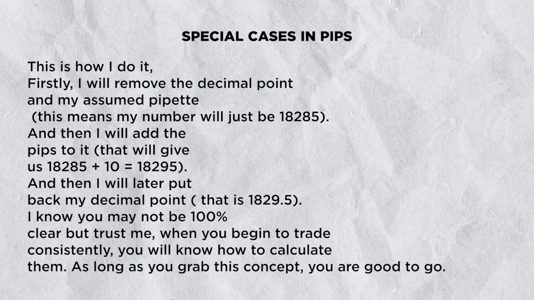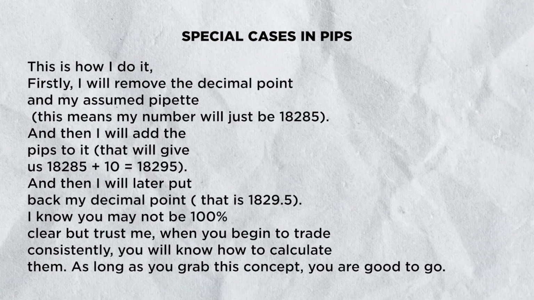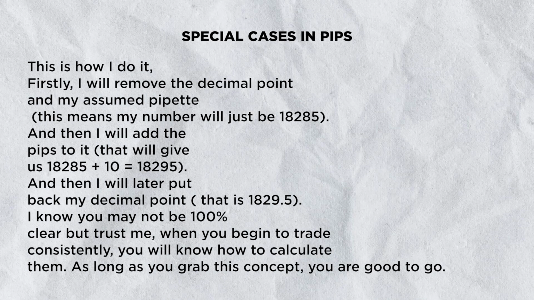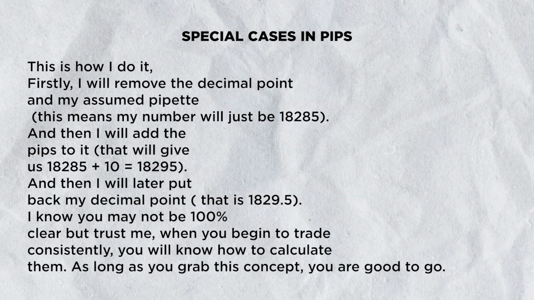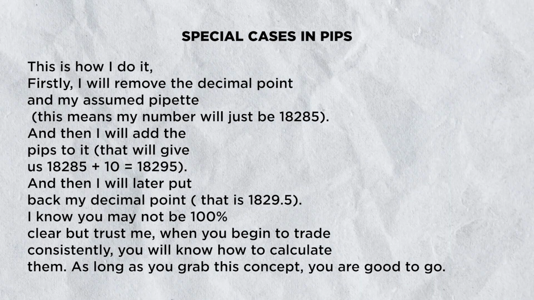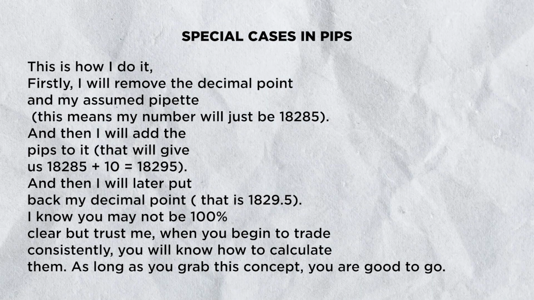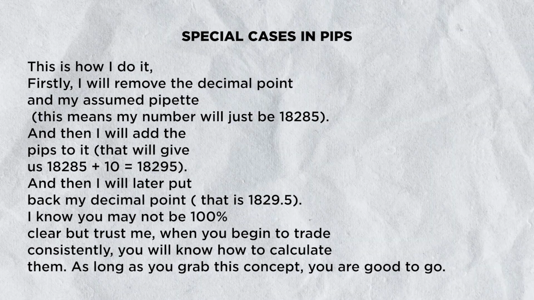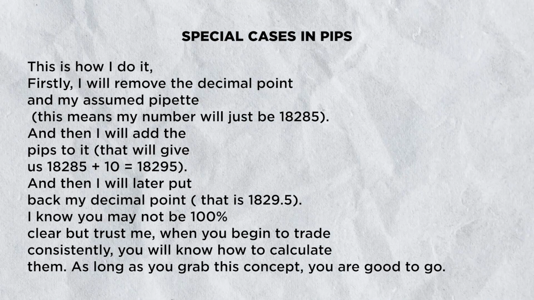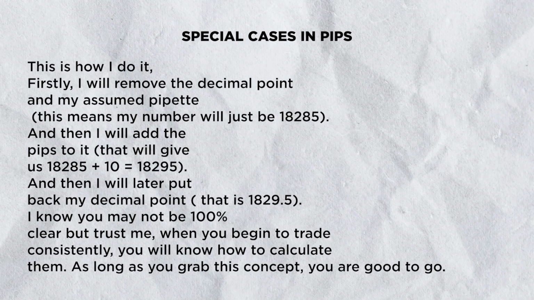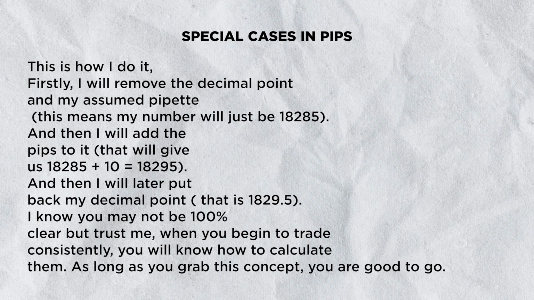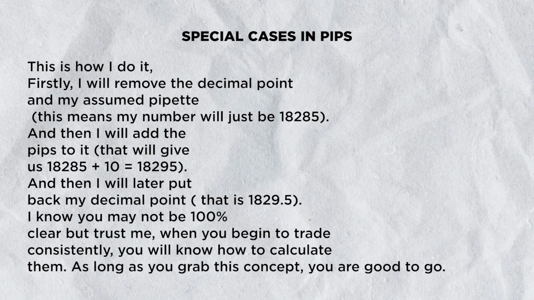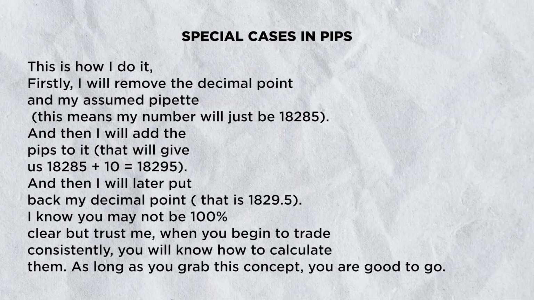This means my number will just be 18,285. And then I will add the pips to it. That will give us 18,285 plus 10, 18,295. And then I will later put back my decimal point. That is 1829.5. I know you may not be 100% clear, but trust me, when you begin to trade consistently, you will know how to calculate them. As long as you grab this concept, you are good to go.